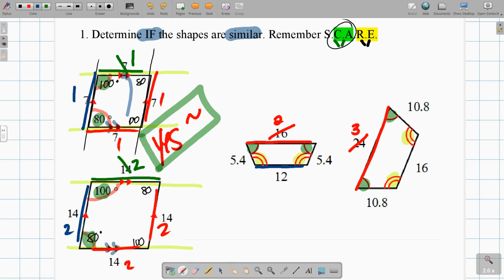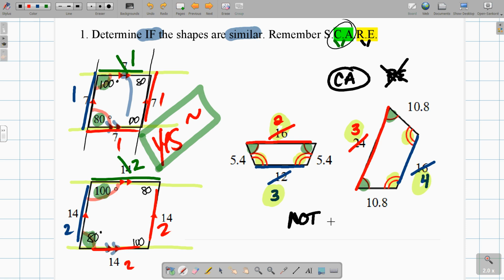Let's check this. Top short, top short. 12 to 16. Let's see what goes into both. 4. 4 goes into 12 3 times. 4 goes into 16 4 times. Oh, look what happened. Here I have a 2 to 3 ratio. Here I have a 3 to 4 ratio. That means although I do have congruent angles, I do not have ratios which are equal. So I would say not similar. They are not similar.